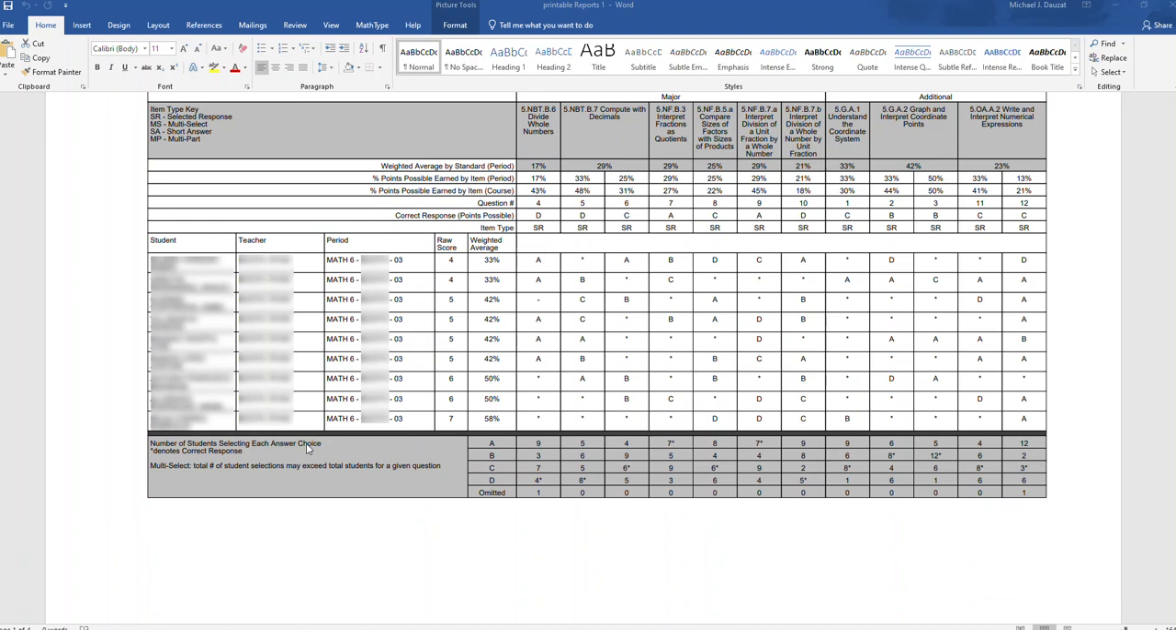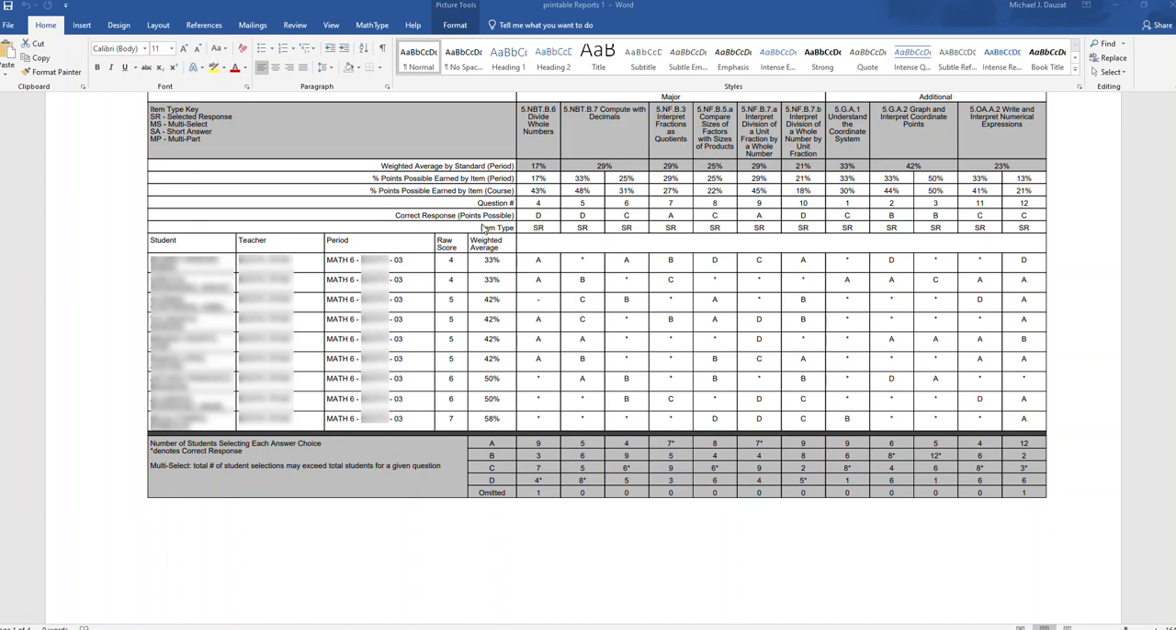You'll see down here the number of students selecting each answer choice. So for this first question right here, and that was question number 4, there were 9 students that chose answer choice A. There were 3 students that chose answer choice B. There were 7 students that chose answer choice C, and so on. You see this 4 with an asterisk, that little star right here. That is the correct answer. So when you see that little star, that little asterisk, that is the correct answer.